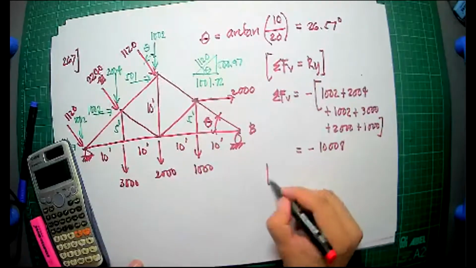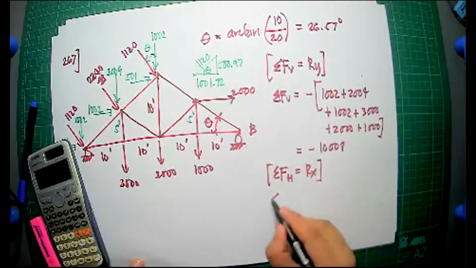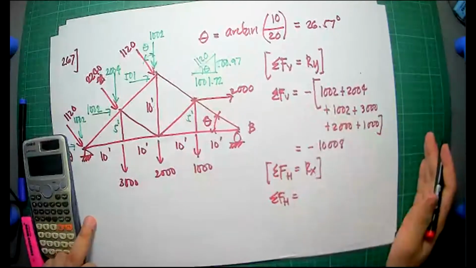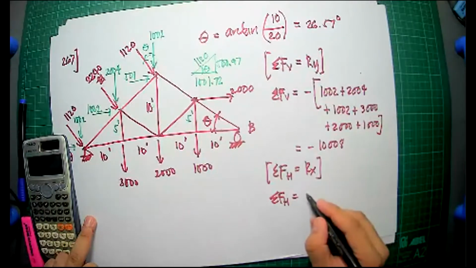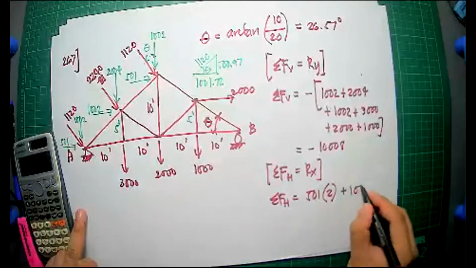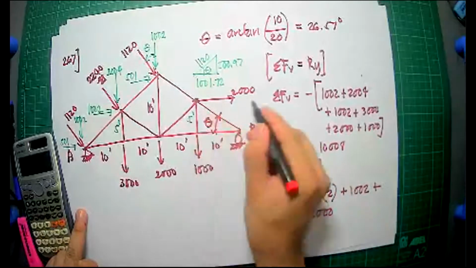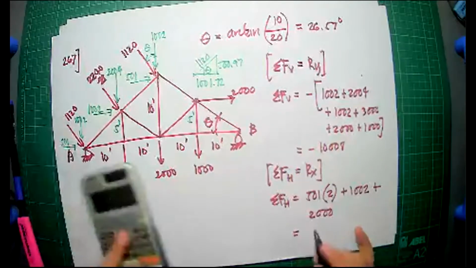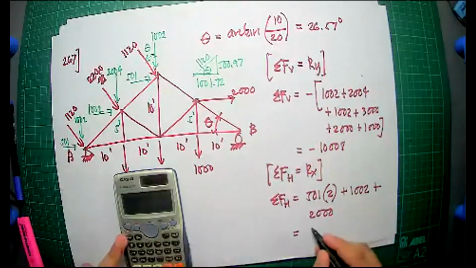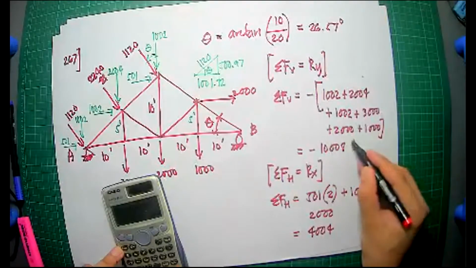Let's compute for the forces horizontal or Rx. So what's the formula? Tanan dito positive. Okay, so puro malang ni positive. So 501 times 2 plus 1,002 plus the 2,000 pulling force here. And that is equal to what? 404. Positive.